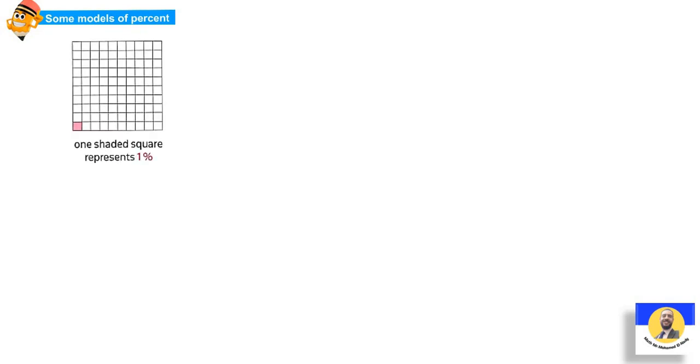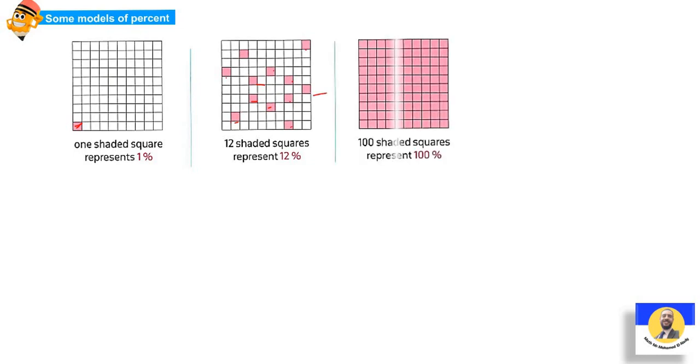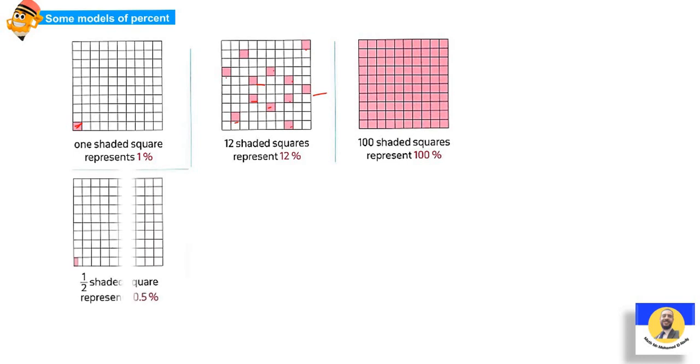Some models of percent. First, one shaded square represents 1%. لما تلاقيه عامل كده تلاقي you have 100 squares and you colored only one, so it's called 1%. Then next, 12 shaded squares represent 12%. Like that here you count how many shaded squares. That's 1, 2, 3, 4, 5, 6, 7, 8, 9, 10, 11, 12. So it's called 12%. Here 100 shaded squares it means 100%.